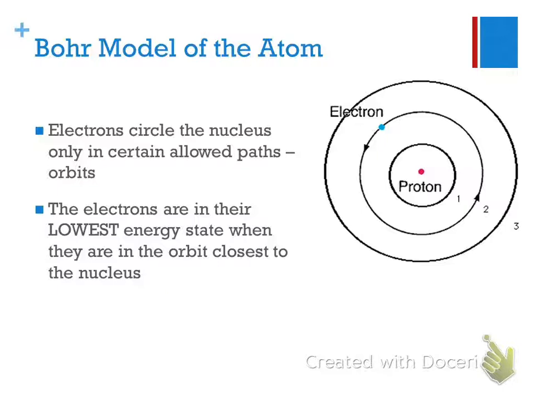The Bohr model shows us that we have lowest energy electrons when they're closest to the nucleus. The farther that an electron gets from the nucleus, the more energy an electron has. So when they're in that orbit path that's close to the nucleus, you can think lower energy.